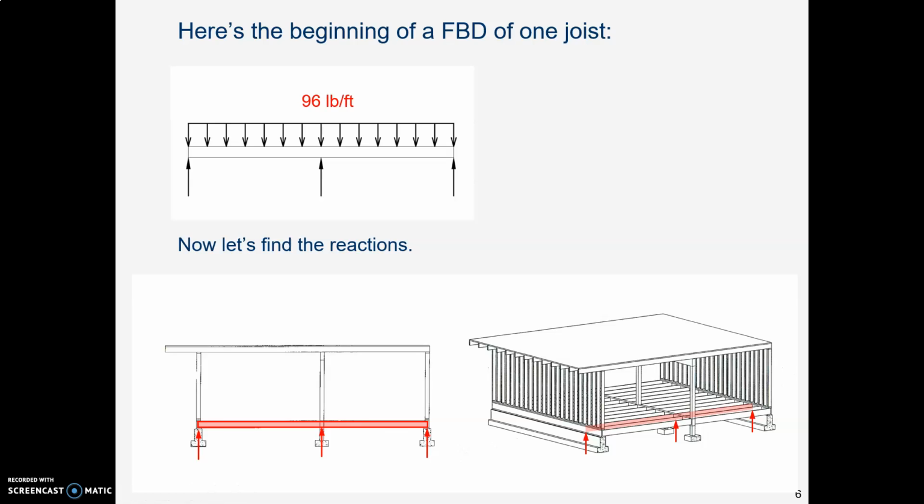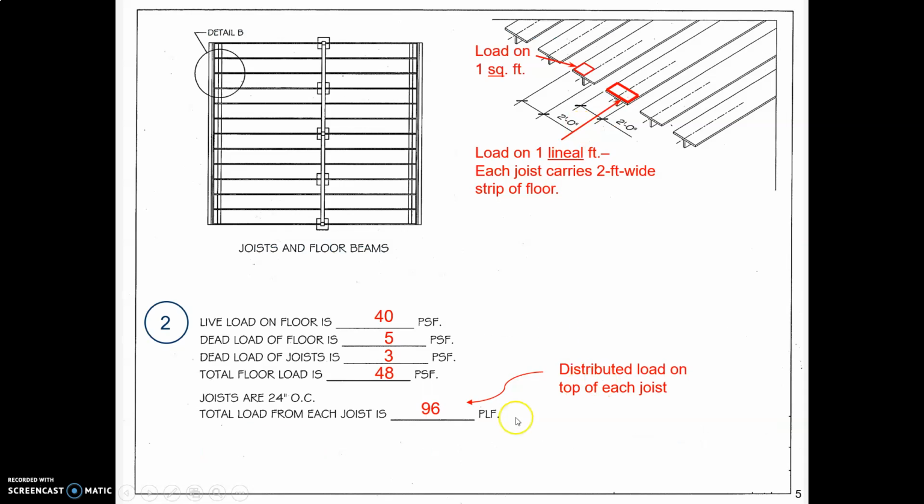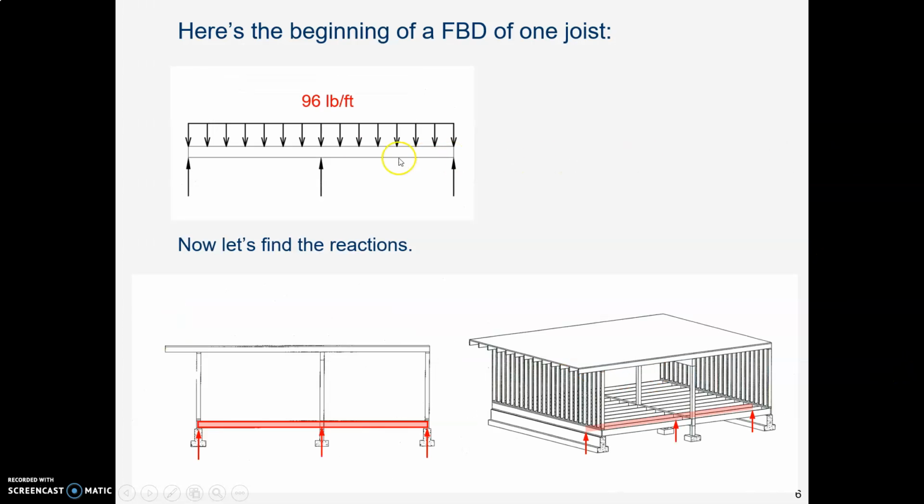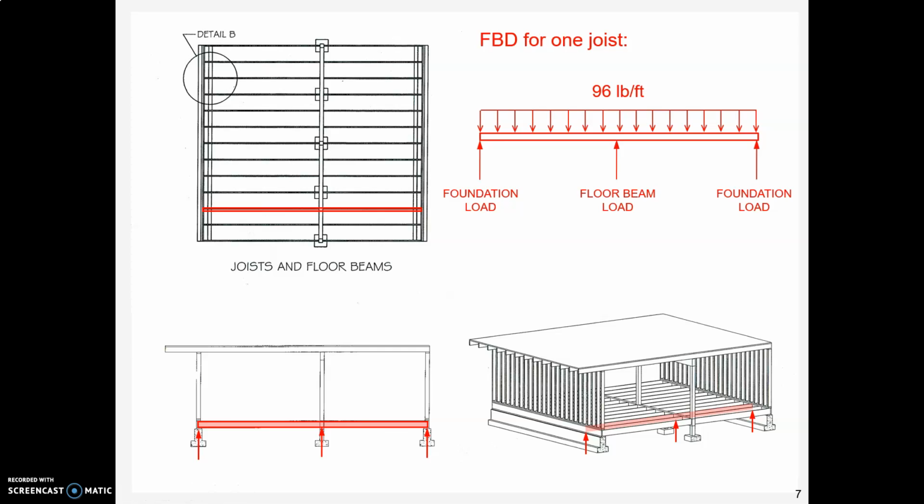Here's the start to a free body diagram of one of our joists. So we just found, let me back up, we just found that the distributed load on top of a joist, it's carrying a 2-foot wide strip, is 96 pounds per foot. So I've written that up above. Now we'll go find the reactions for the foundations and those posts underneath. We're looking for the foundations and the post underneath, which is actually carried by that middle floor beam.